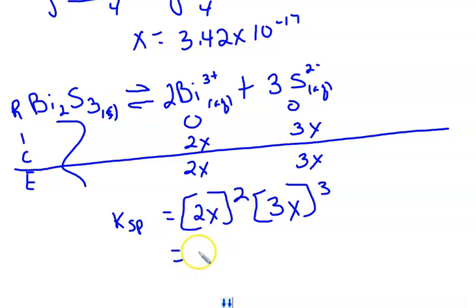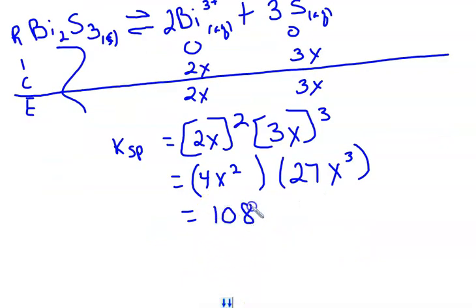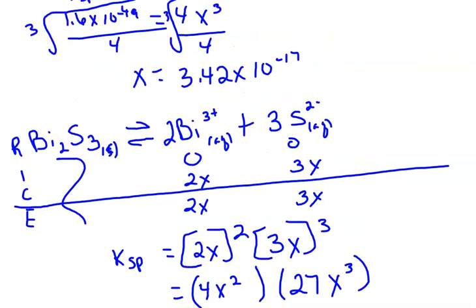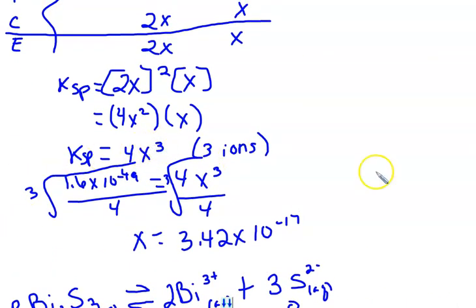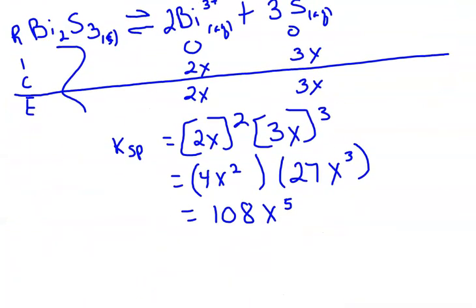Let's do some simplification. That's 4x squared. That is not 9. That's 3 times 3 times 3, which is 27x to the third. So that gets to be 108x to the fifth. 108x to the fifth. So if it has 5 ions, do you see a pattern there with that? If I go back up, you might see a pattern with that one. And you might see a pattern with that one. There's a pattern to these.